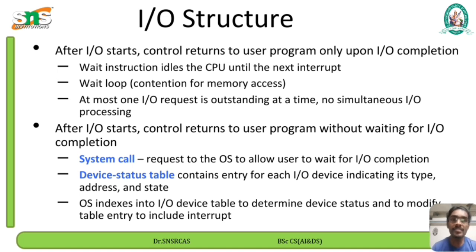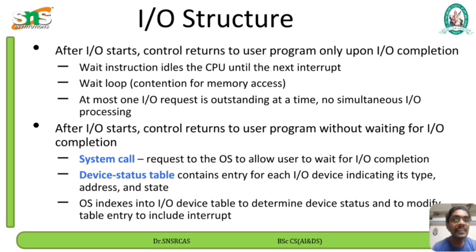After IO starts, control returns to the user program without waiting for IO completion. This is the system call. So what happens? The system call IO request asks the operating system to let the user wait for the IO operation to complete, because a signal interrupt is already initiated and that particular IO is in the execution process. So the user is supposed to wait until the completion.